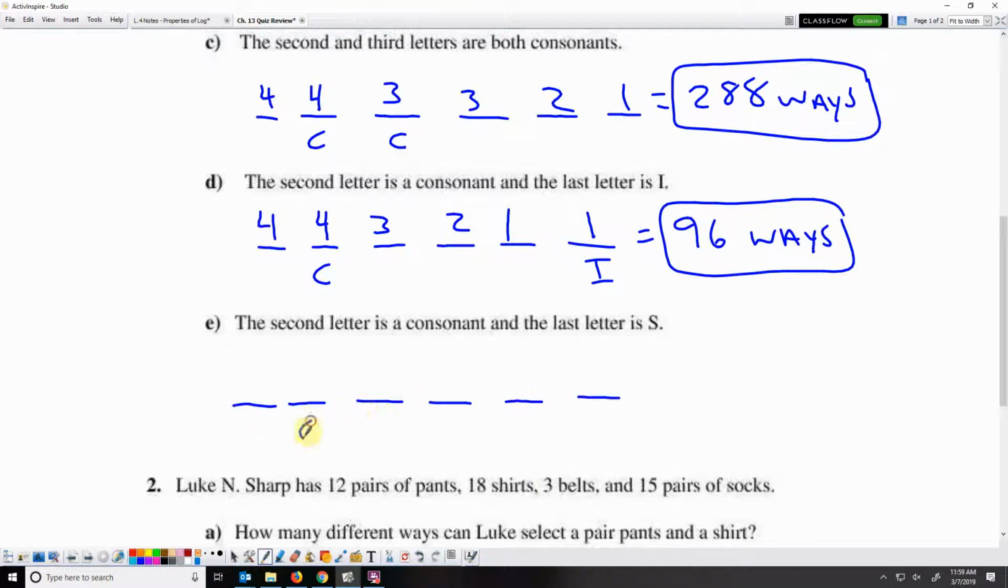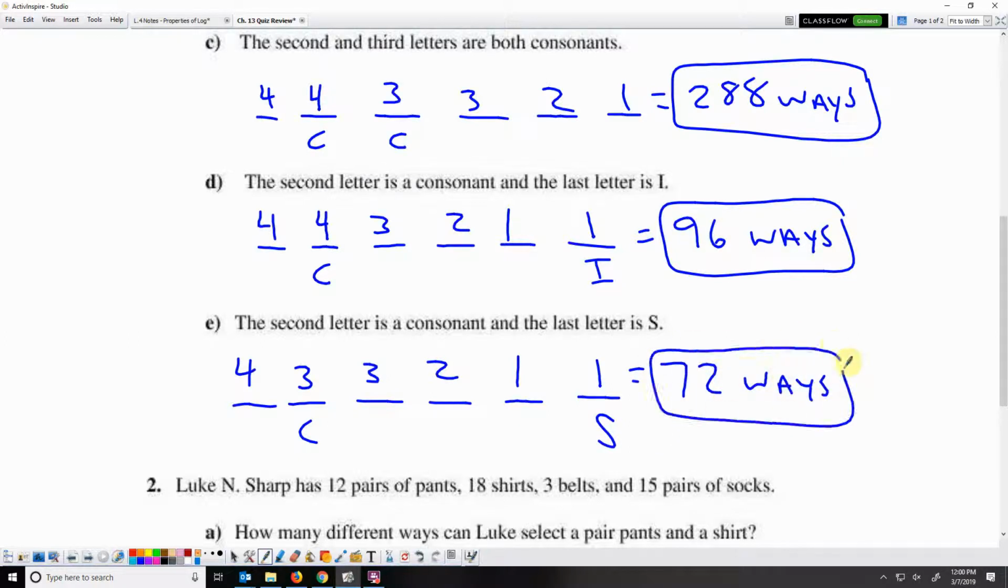The second letter is a consonant. The last letter is S. There's one S. There are 4 consonants, but S is one of them. So I no longer have S to choose from, which means I've only got 3 consonants to choose from. I've placed 2 letters, leaving me with 4, 3, 2, and 1. And I multiply those to find 72 ways to arrange the letters.